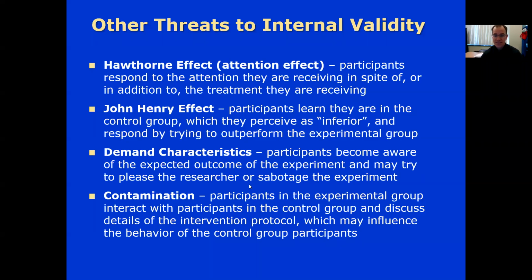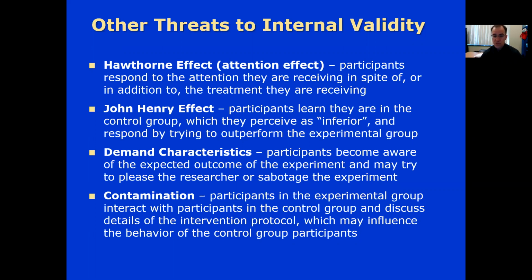The next is the demand characteristics, where participants become aware of the expected outcome of the experiment, and then they may try to please the researcher or sabotage the experiment. So for example, if they're trying to please somebody, they understand, let's say they're in a resistance training program and they know that they're supposed to increase muscle mass or increase the strength.